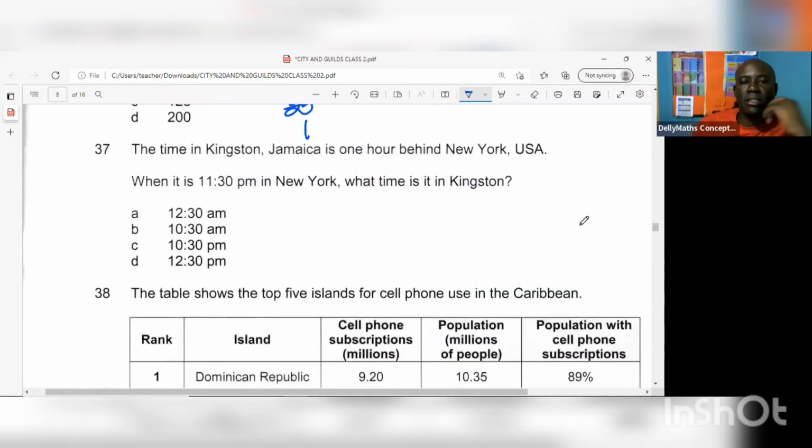The time in Kingston, Jamaica is 1 hour behind New York. When it is 11:30 in New York, what time is it in Kingston? It's behind. So New York is ahead by an hour. So we are in the PM, but we're at 10:30 now. So 11:30 in New York is 10:30 in Jamaica. We are a little bit behind them.